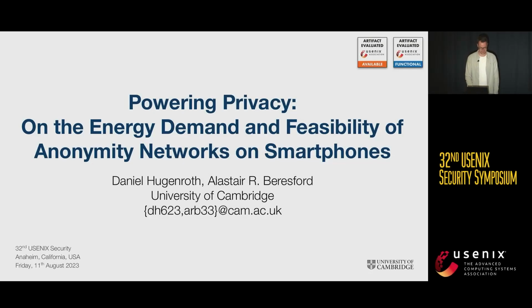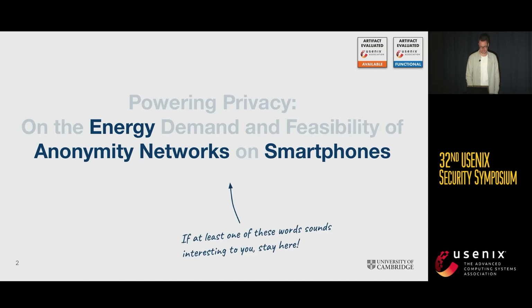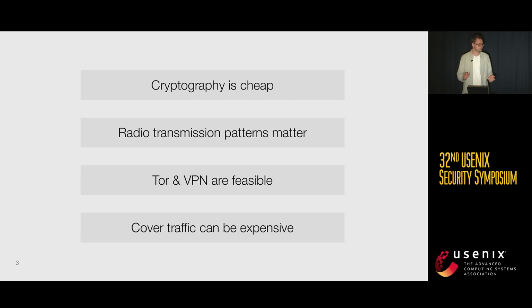My name is Daniel, and we're going to talk about energy and anonymity networks in smartphones. So if any of these words sounds interesting to you, you're hopefully in the right place. And at the end of the talk, I hope you take 4 things away. That cryptography on smartphones is relatively cheap. The patterns of radio transmissions matter a lot. Tor and VPN are quite feasible, but cover traffic can be expensive. And we're going to walk through all these in the talk.